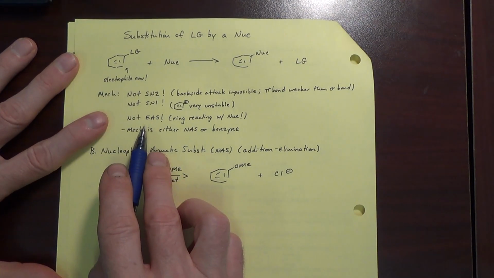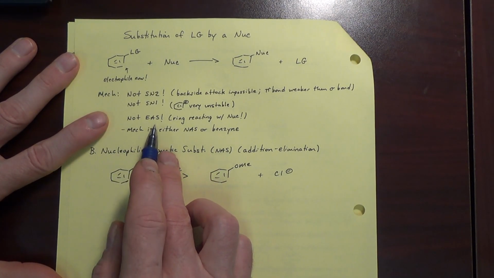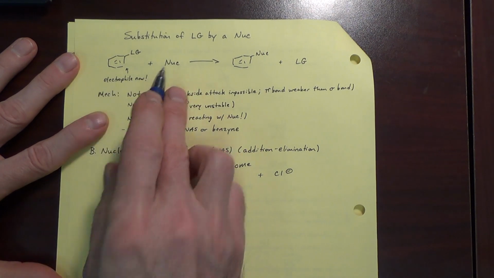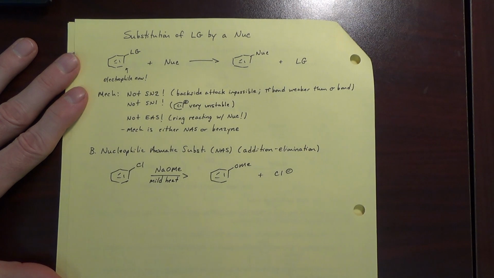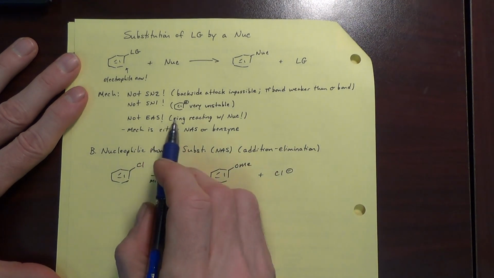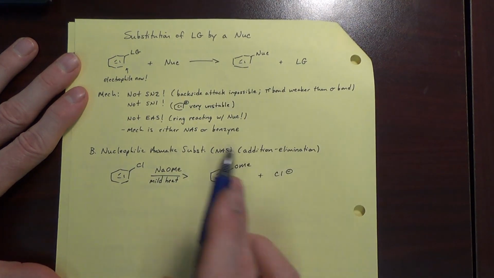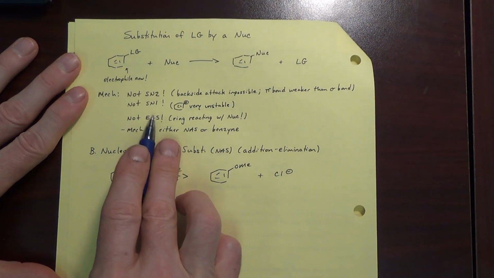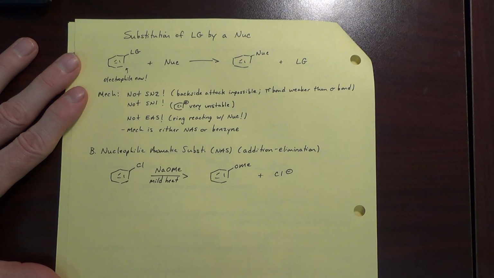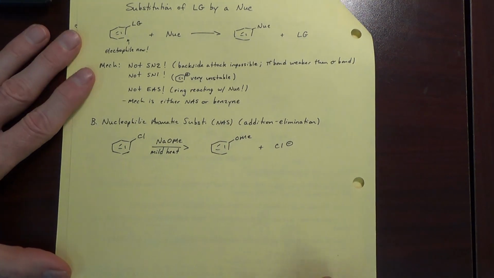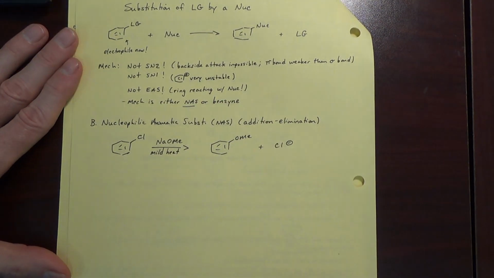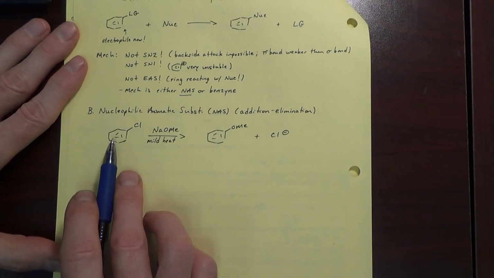Well, the mechanism is also not EAS, of course, because the ring is reacting with a nucleophile. In EAS, we react with electrophiles. Of course, EAS typically replaces an H. There are some specialized cases where an EAS could replace something other than an H, but it's not EAS. The mechanism is either NAS or benzyne, as we mentioned. Let's look at NAS. Okay?